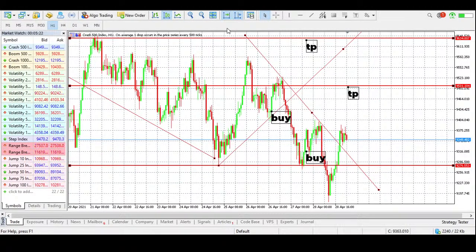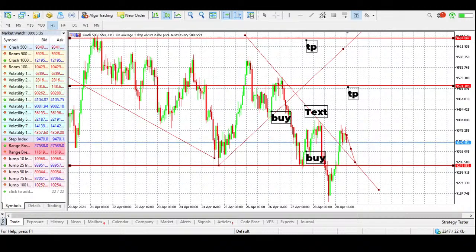If this doesn't move up, this market is going to hit this line, this diagonal resistance. Let me put it here. Let me call it diagonal resistance. It will hit here and then it will move up. That's what's going to happen. It's going to hit this line and move up.